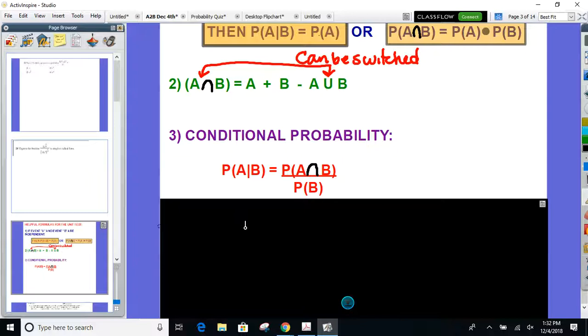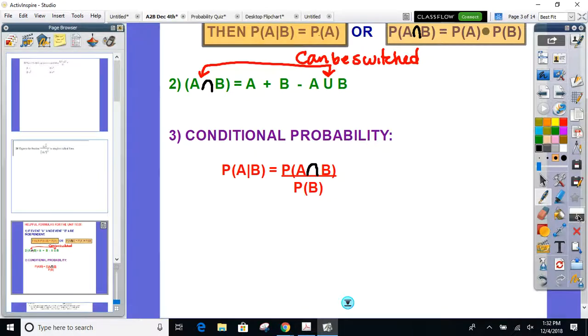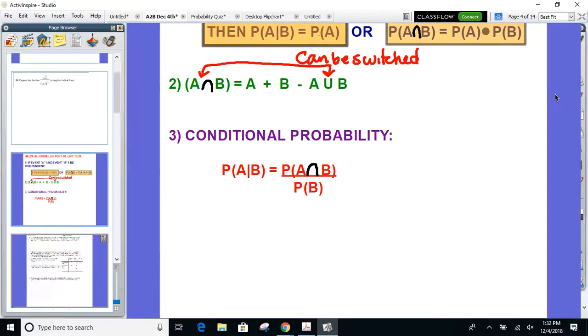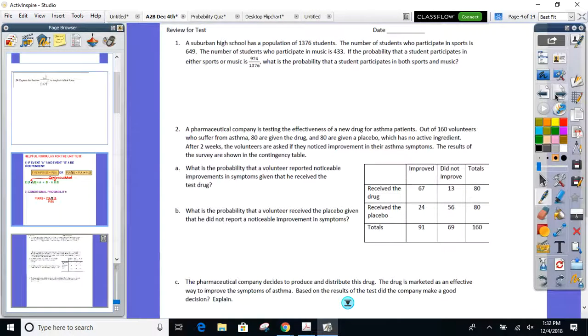Number one from the review. I'm not doing everything. I need time for you guys to try out. Here we go. Read through it. I don't have time to read it to you. The key is, what am I looking for in this problem? Read through about the school. We got some people playing sports and people playing music.